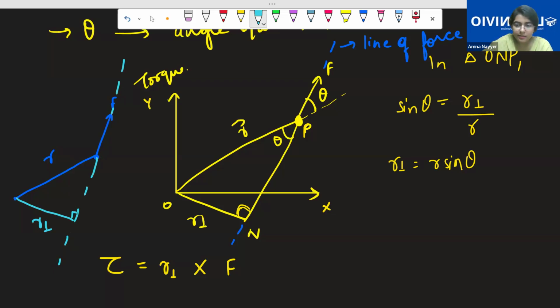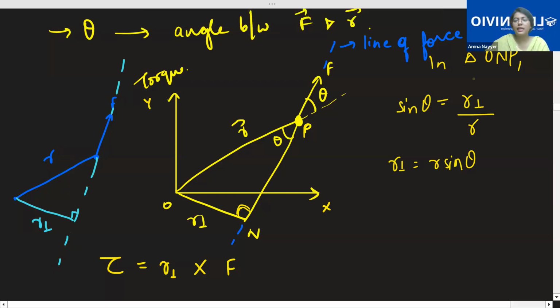Now, got it? The force will be the same. There is no change in the force and no condition for the force. The condition is only for the radius, that is the perpendicular vector. Okay, Mom, thank you.